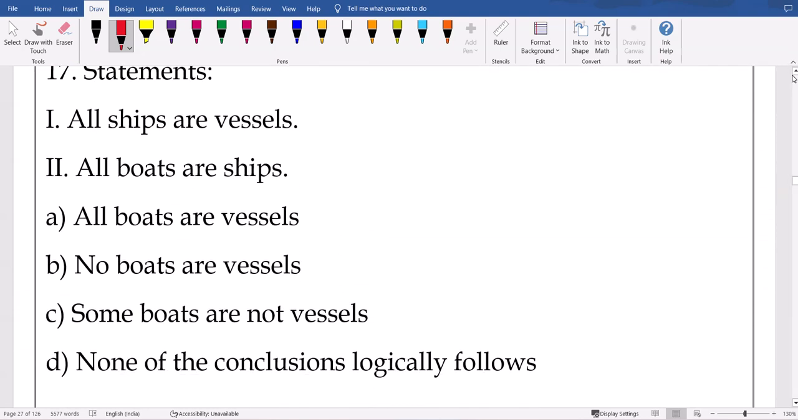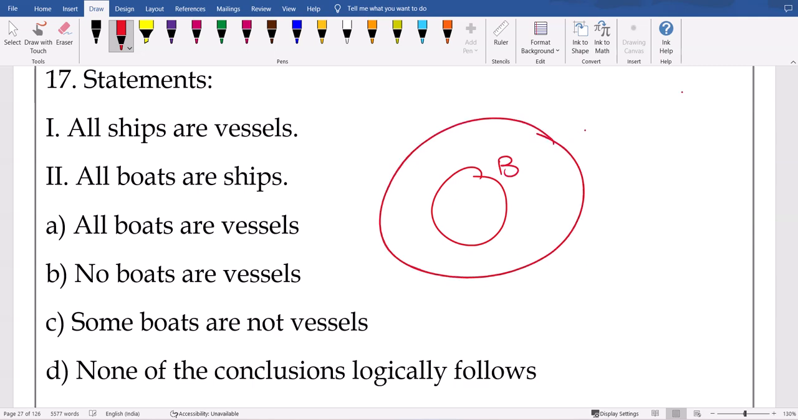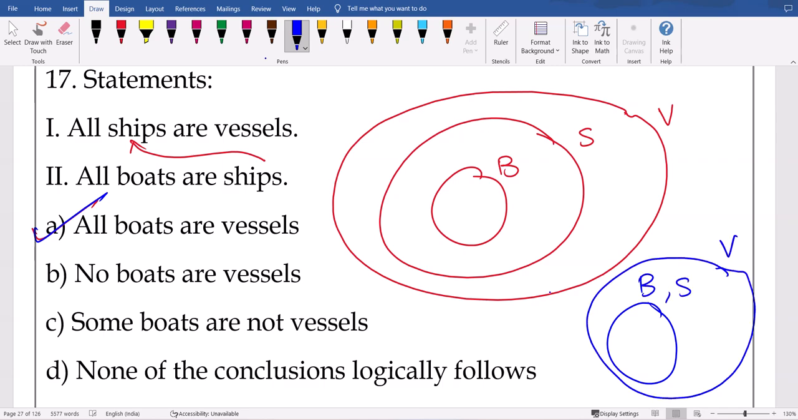What about this? All ships are vessels, all boats are ships. Guys, listen, this is not in proper order; you have to take it in a proper order. So first take this: all boats are ships, all ships are vessels. Now all boats are vessels is correct, so directly we can go for option A. Option A is true. You can draw plenty of other diagrams as well, still option A will be correct. All boats are ships, all ships are vessels, so here also option A is correct.